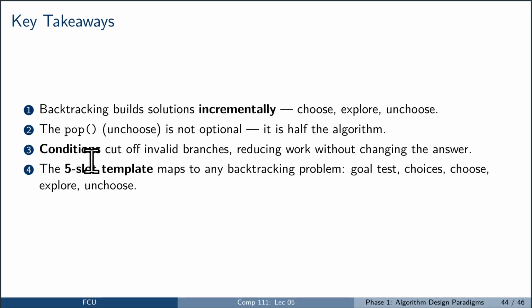That's called pruning. And the fourth thing is that the 5-slot template that you saw maps basically goal test, choices, choose, explore, and unchoose. You identify all these 5 steps for any given algorithm, and that's pretty much it. That's the exact thing that you need to do. That's 95% of the work that you need to do, just to identify these 5 steps. And once you do that, your backtracking algorithm is already written.